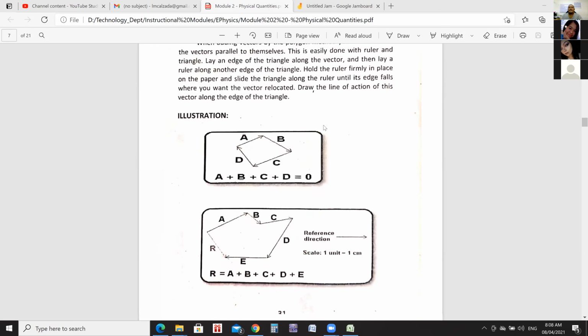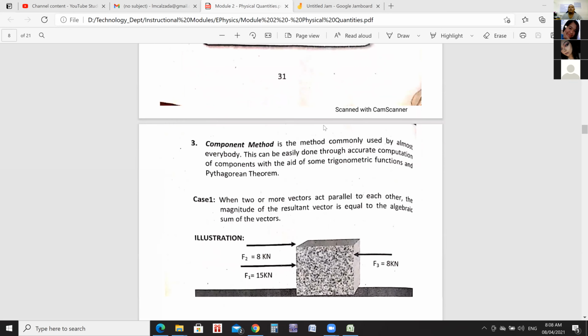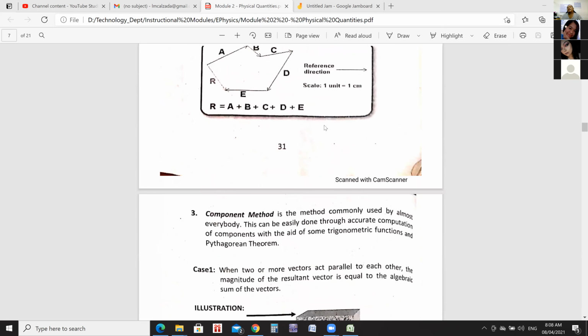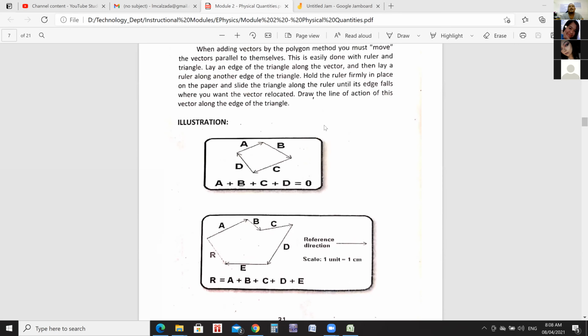Then after discussing the graphical method, we discussed the mathematical method. It is not in the book, but the mathematical method can be classified into two. First, we're going to make use of the polygon method, wherein it is only limited to 2 vectors, so that we can apply the laws of cosines and the laws of sine.